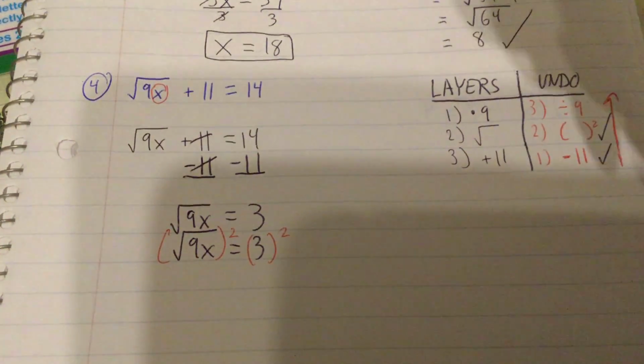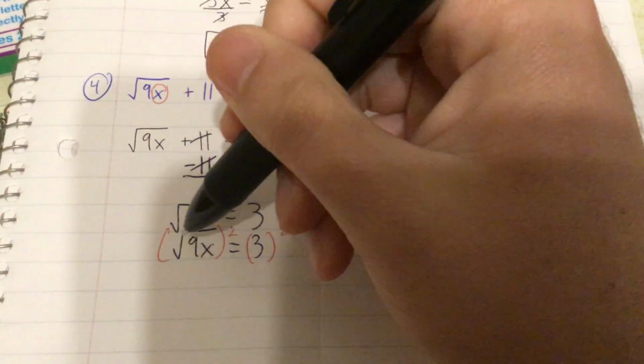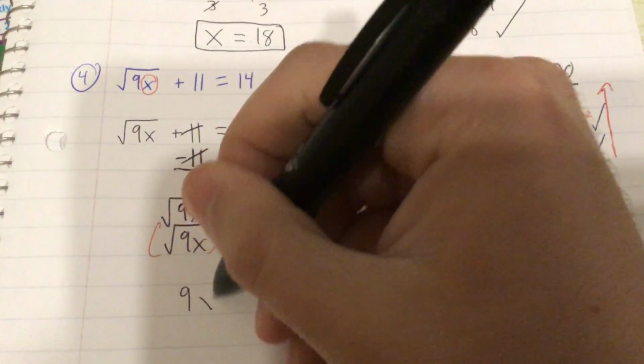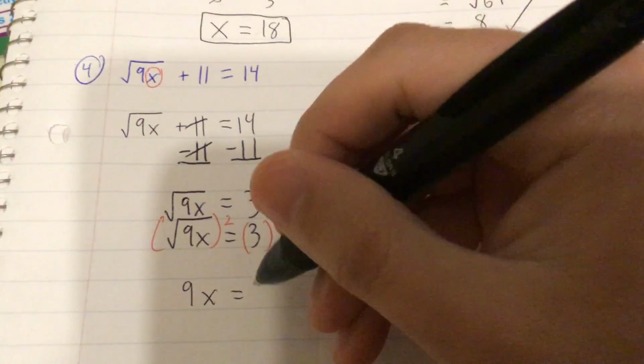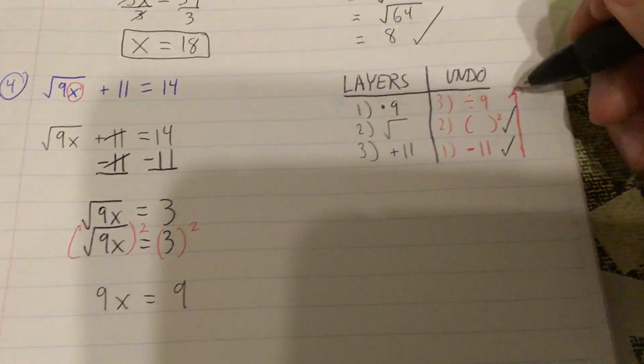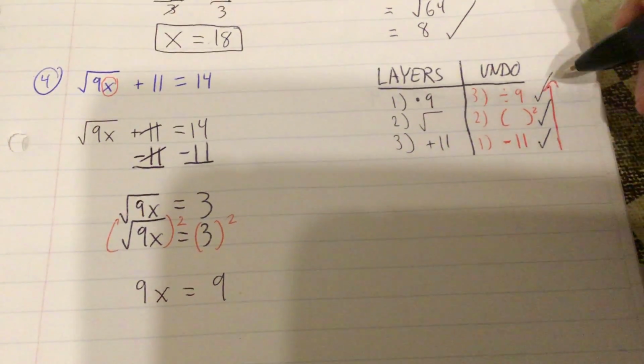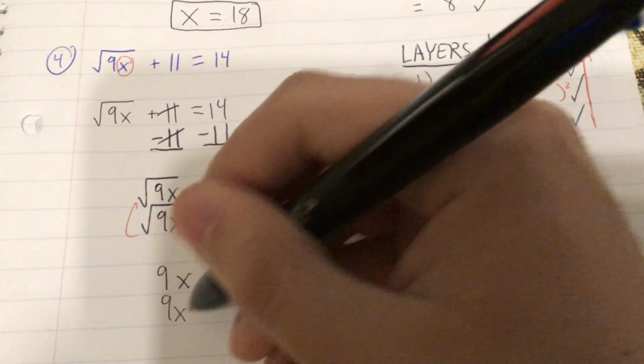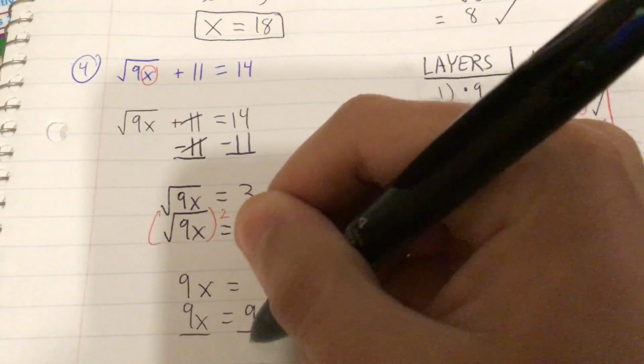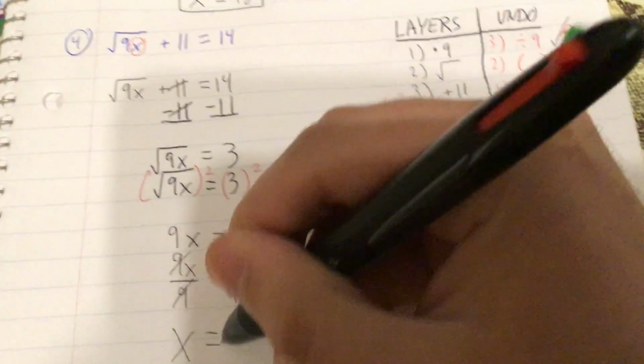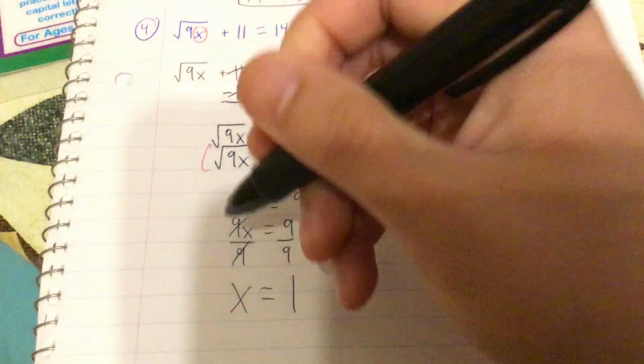So that leaves me with the square root and the square knock each other out, so I'm left with just 9x, but then 3 squared is 9. So I've cleared that layer, and now I need to do one more thing, and that is divide both sides by 9. And x is equal to 1.